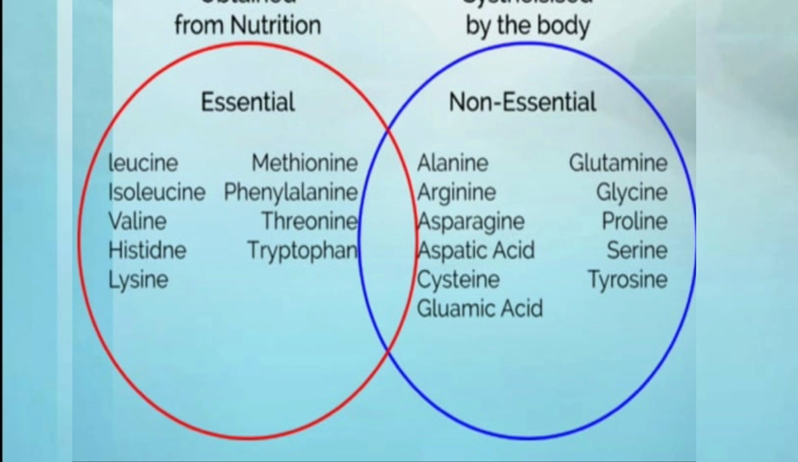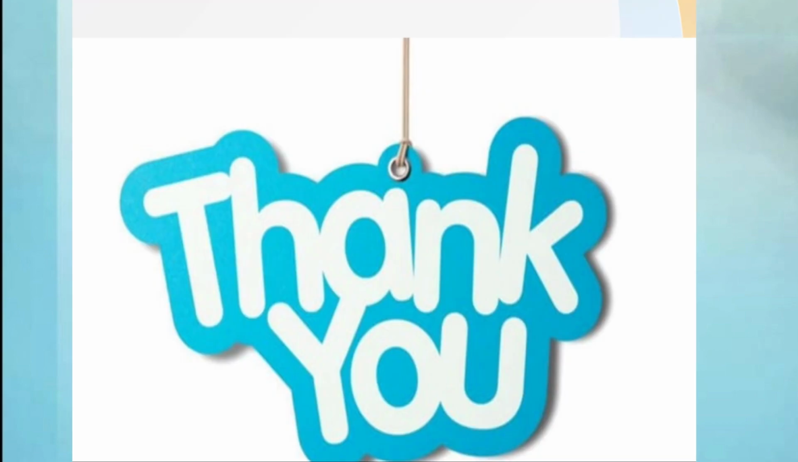Essential amino acids: lysine, isoleucine, leucine, valine, histidine, methionine, phenylalanine, threonine, tryptophan. This is all for essential. Non-essential: alanine, arginine, asparagine, aspartic acid, cysteine, glutamic acid, glutamine, glycine, proline, serine, tyrosine. This is all for non-essential. Thank you.